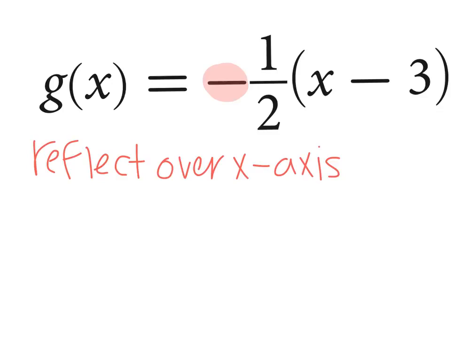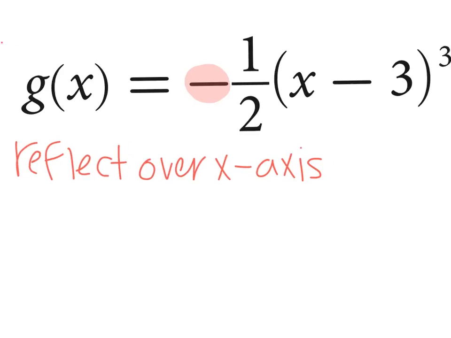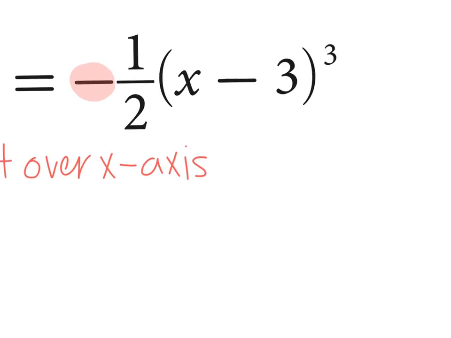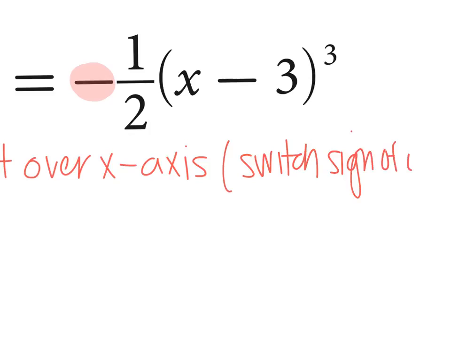the x-axis, what is changing about that graph? The y values. What's happening to the y values? Their signs are changing. So they're becoming the opposite of what they were before. So I'm going to write out here next to reflect over the x-axis, I'm going to write switch the sign of y, because that's what we're actually doing. All right, so when we reflect over the x-axis, our y's switch signs.